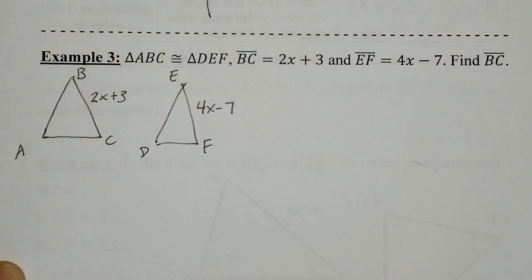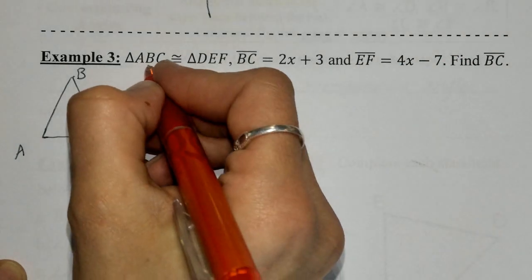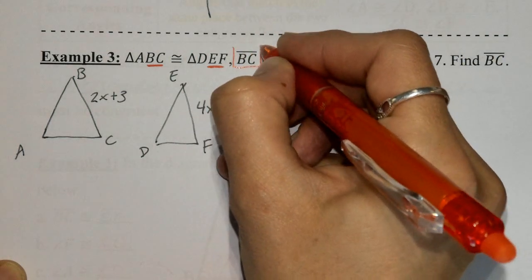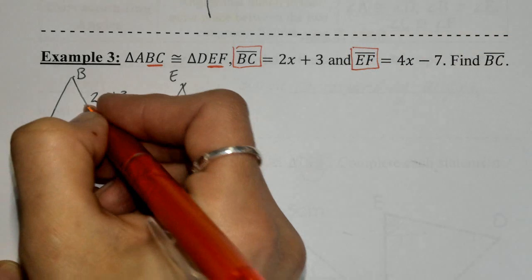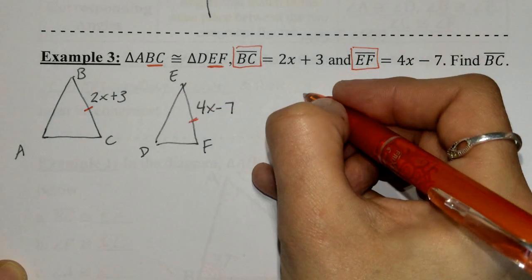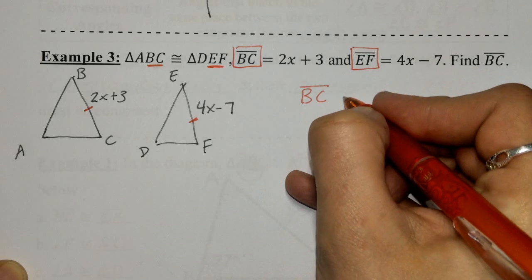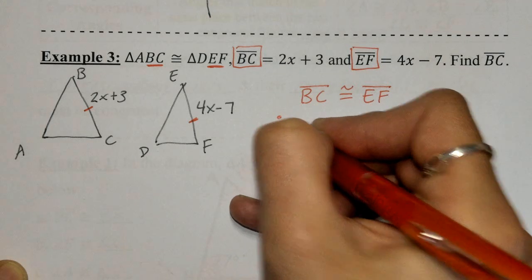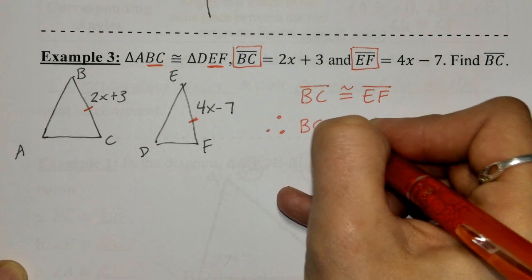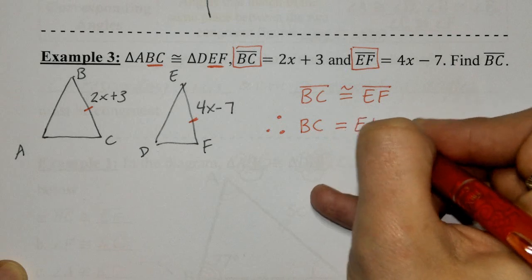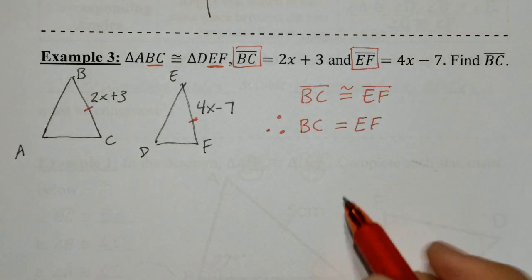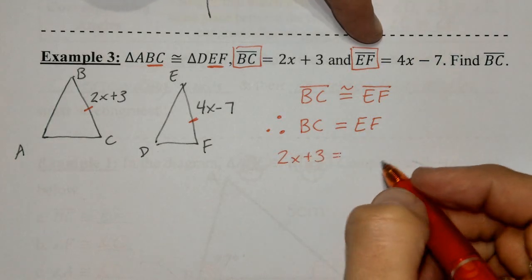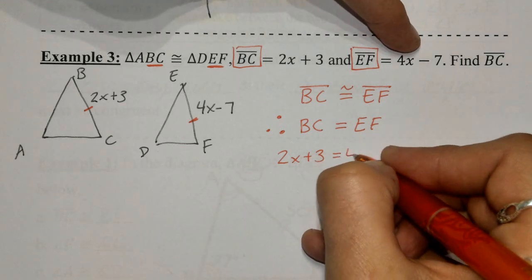And when I look in my name here, I'm going to notice the segment BC corresponds with segment EF, meaning they are congruent. So we're going to set these together. So since segment BC is congruent to segment EF, we could say therefore the length or measurement of BC is equal to the length or measurement of EF. So we'll go ahead and substitute in. BC was 2x plus 3. We set that equal to the measurement EF, which was 4x minus 7.